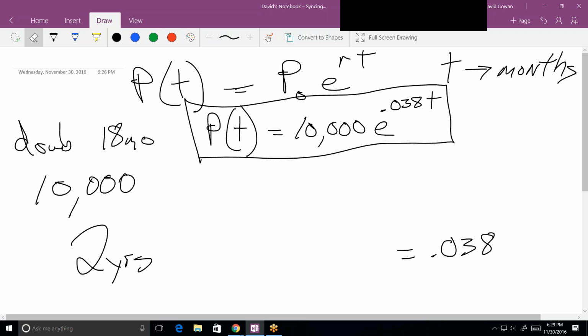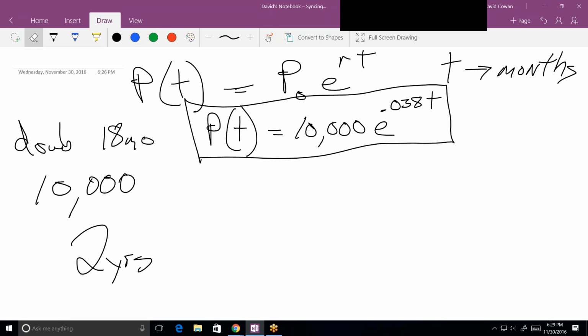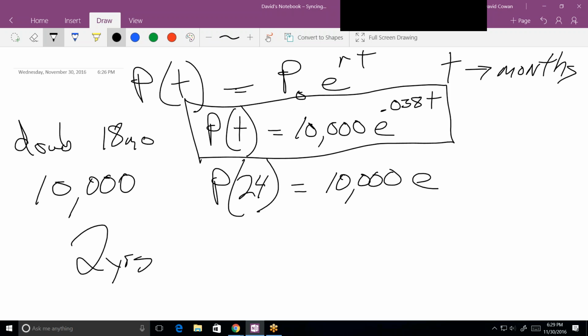What's their first question? What will the population be 2 years from now? Okay, so they want P of 2. Whoop, no they don't. What do they want? P of 24. In other words, I got to make sure I don't change units for time. If t is in months, I got to leave it in months. So I'm going to let 2 years be 24 months, and now I have 10,000 times e, and now that P sub 0 is very much needed. Didn't need it to calculate r, but I need it to calculate most everything else.